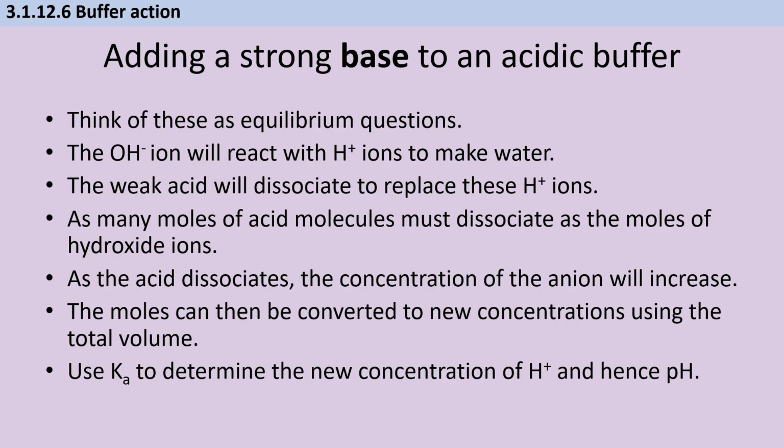The trickiest questions are those where we're then adding acid or base in a small volume to our buffer, and you need to be thinking of these as equilibrium questions and remembering that whatever you add, the equilibrium will shift to counteract that change. So hydroxide ions will react with hydrogen ions to make water, and then the weak acid will dissociate to replace those hydrogen ions. The number of moles of acid that dissociate will be the same as the number of moles of hydroxide ions that are added. So as that acid dissociates, the concentration of the anion will increase. The moles can then be converted to new concentrations using the total volume, and we use Ka to determine the new concentration of hydrogen ion and therefore pH.